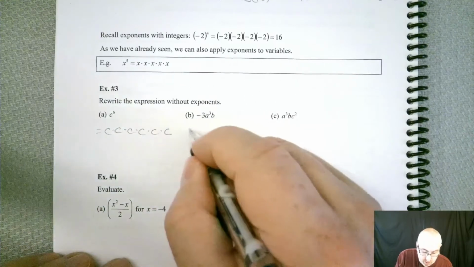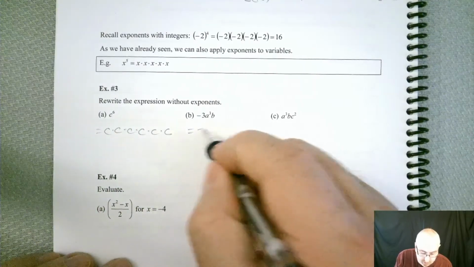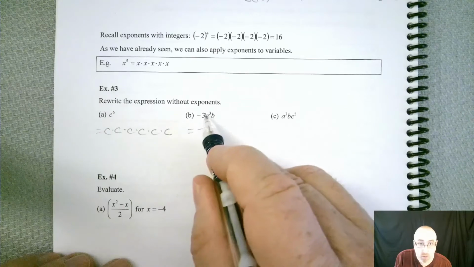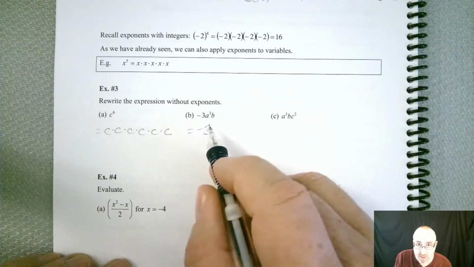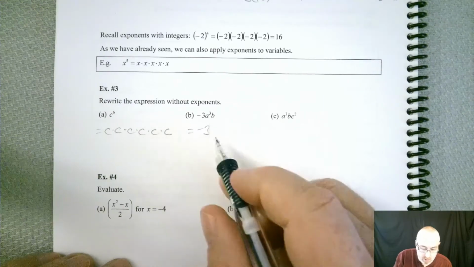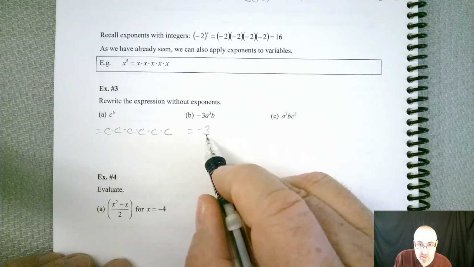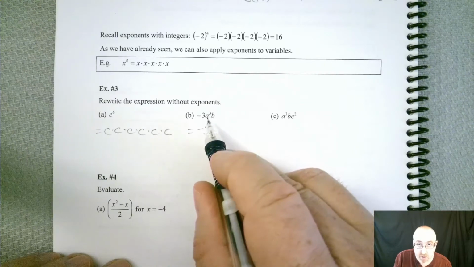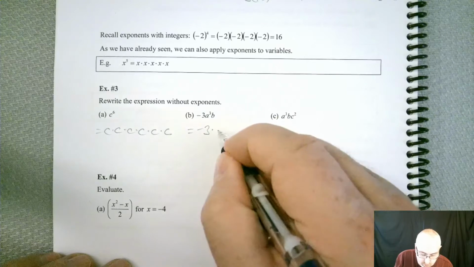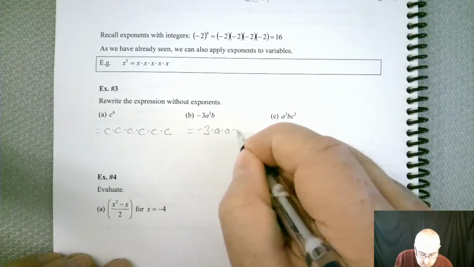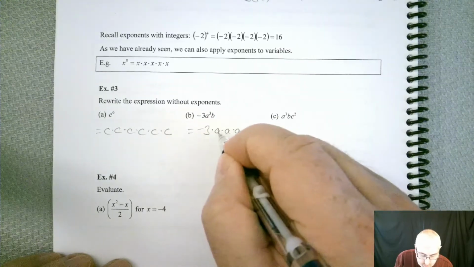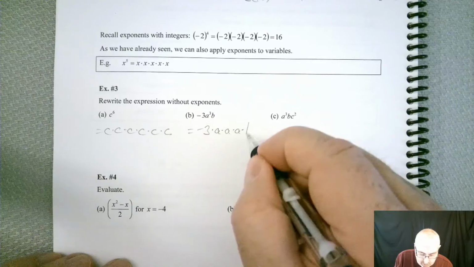All right, this one here, we have a -3. There's no exponent on it. There's no parentheses in the expression at all. So -3 is the only instance. But the a is to the 3rd power, so we're going to need 3 of those. And then we're going to need that b on the end.